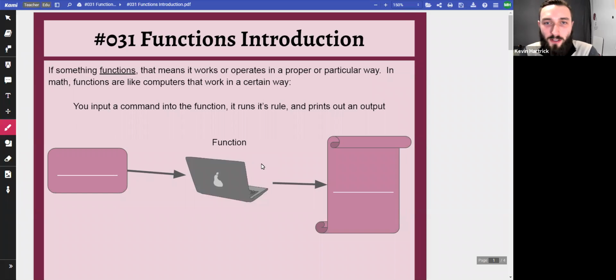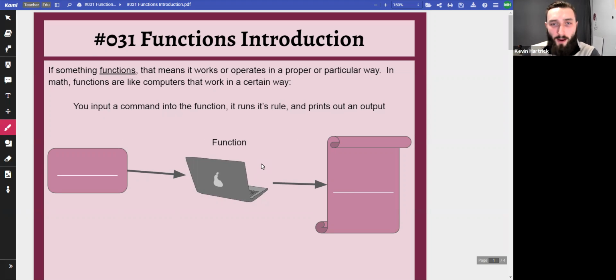All right, welcome to lesson 31, functions introduction. So the word function in the English dictionary, if something functions, that means that it works or operates in a proper or particular way. Okay, you guys have heard the word function before. In math, functions are like computers, okay, that they work in a certain way based on a certain rule.